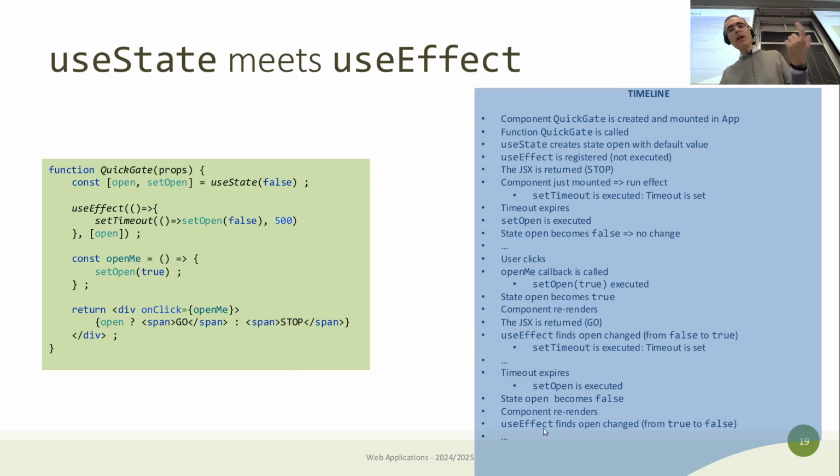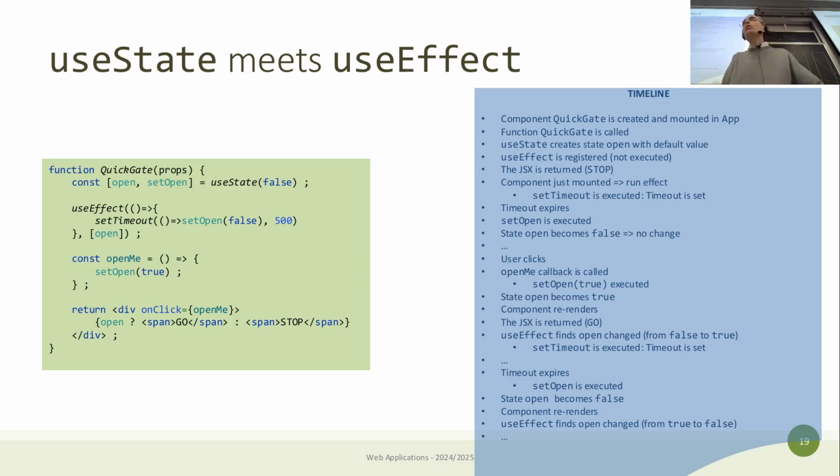And then the useEffect finds the open changed again because it went from true to false. And the same thing happens that happened at mount time. So after 500 milliseconds, we have a set open false, okay? And it basically has no effect. So just to tell you that sometimes you run the callback inside the useEffect and it simply has no effect because it sets a state to the same value that was already set, okay?